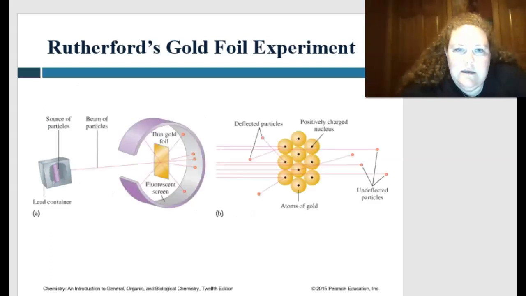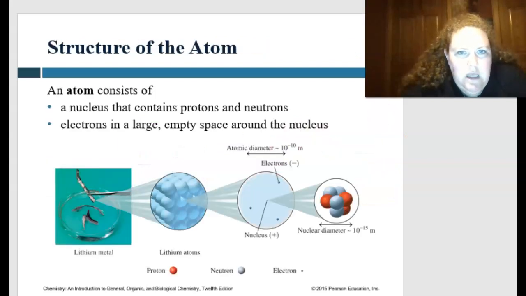So this was a drawing of his example, where there's a source of the particles, where the lead container, they had the beam of particles, thin gold foil, and then you can see that some of them were deflected and bounced off, and some went right through.